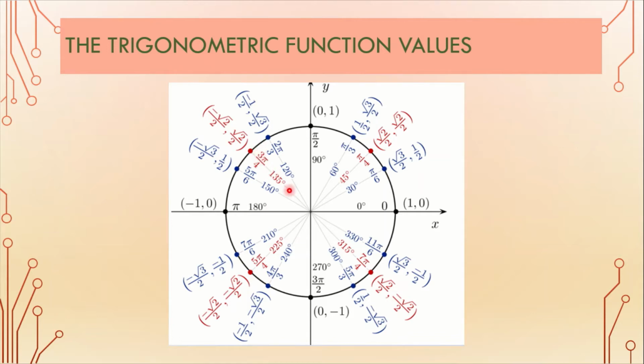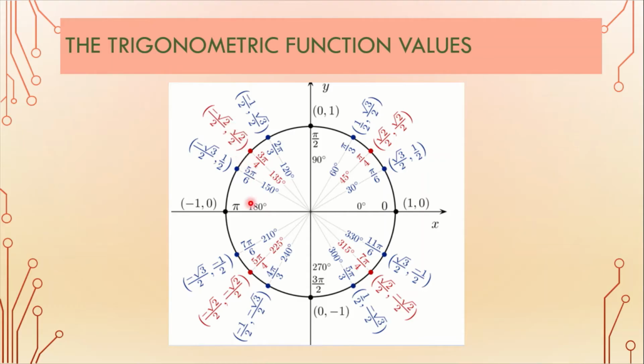Okay, and since your 3 pi all over 4, or 135 degrees, is located in the second quadrant, you will notice that the function values are: cosine of 135 is negative square root of 2 all over 2, and sine of 135 degrees is square root of 2 all over 2. The only difference is of course the sign. If you want to compare the trigonometric function values of 135 degrees and 45 degrees, you notice that the signs of the first coordinate will differ.